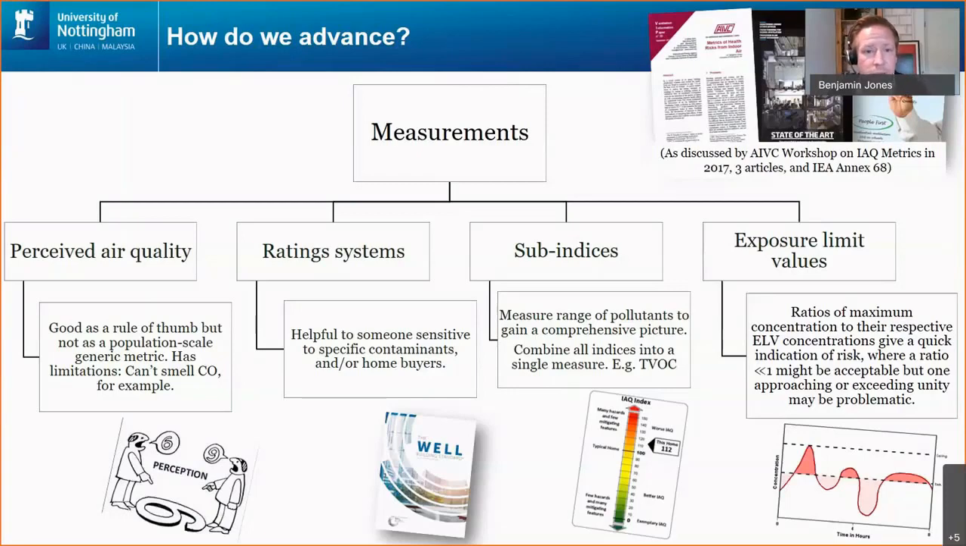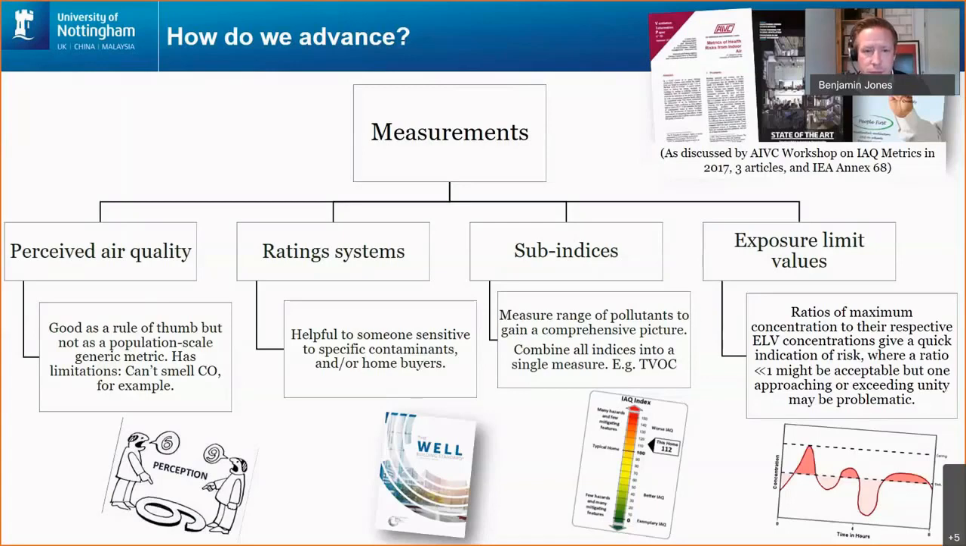Then Mark has mentioned sub-indices to us, which I'll, sorry, he hasn't mentioned. He mentioned exposure limit values. I'll come on to those in a minute. But sub-indices, then you might measure a range of pollutants to gain a comprehensive picture. But then again, how many pollutants is enough? How much can you afford to measure? And then you have problems of scaling them.